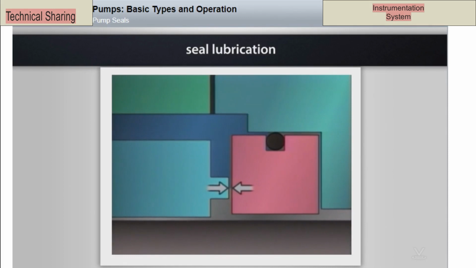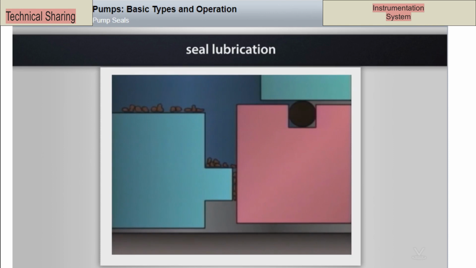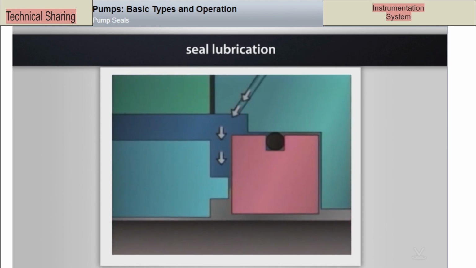Seal lubrication. To prevent the seal rings from drying out, overheating, and becoming damaged, all pumps must have the same type of lubricant supplied to the seal rings. In some applications, the liquid being pumped is used as the lubricant. However, if the liquid being pumped contains abrasives or would be hazardous if the seal failed, an external source of clean liquid may be used to lubricate the seal rings.